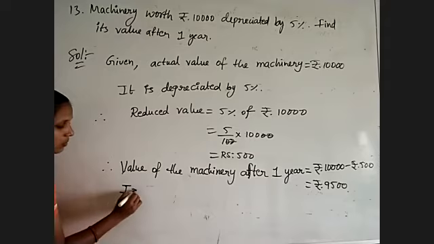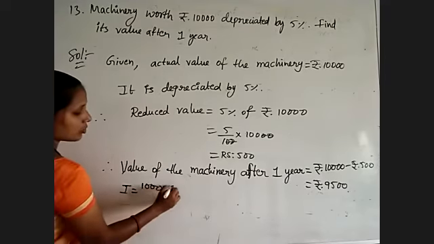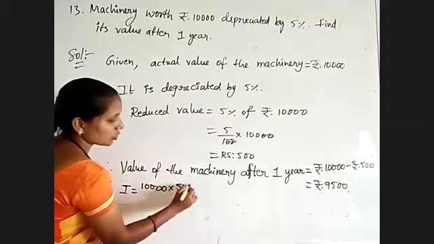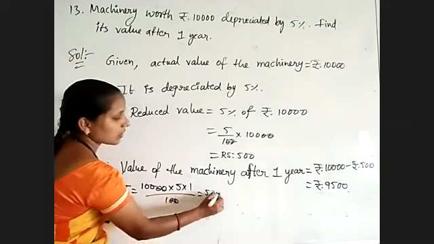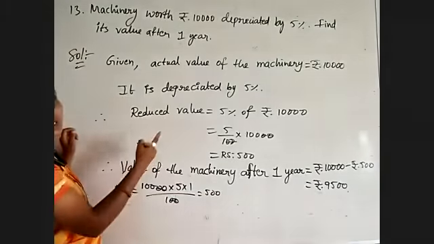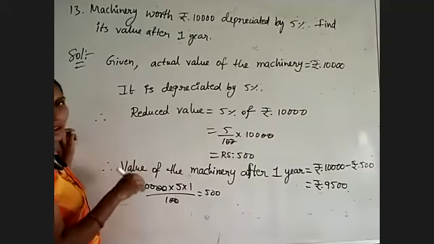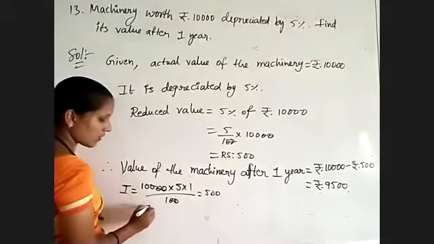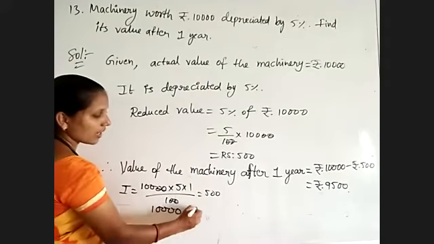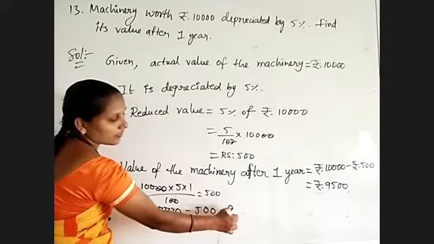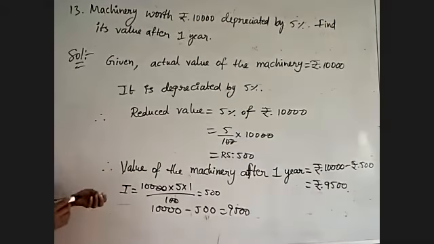Observe this. I is equal to PTR by 100. P value is 10,000 into R value is 5 into T value is 1, by 100. 2 zeros will get cancelled. Interest is equal to 500. Because here depreciation means reduction is there, that's why instead of plus we have to go for subtraction. So its value after 1 year will be equal to 10,000 minus 500, which is nothing but 9,500. So by using the simple interest formula also we can simplify this question.